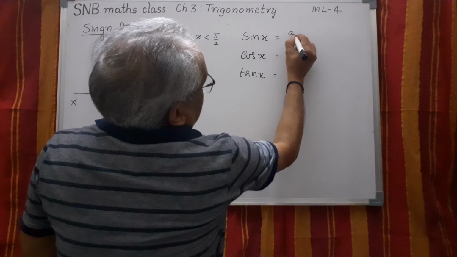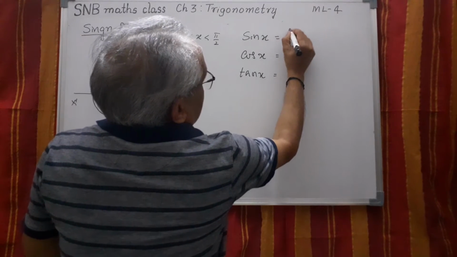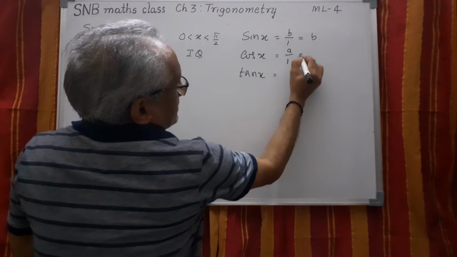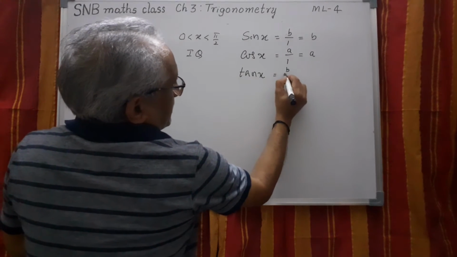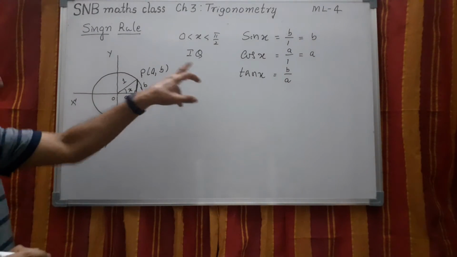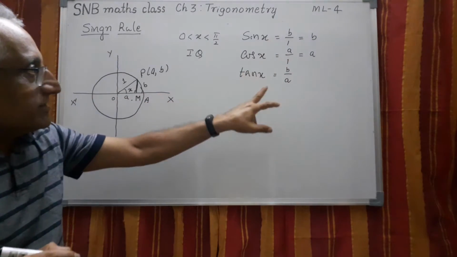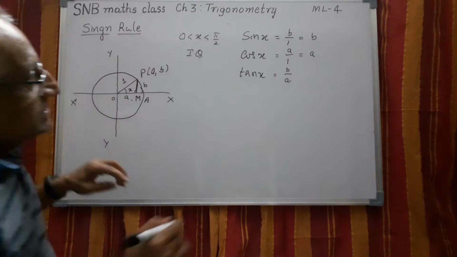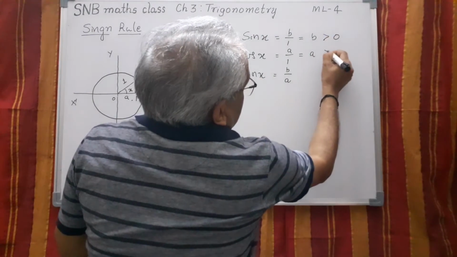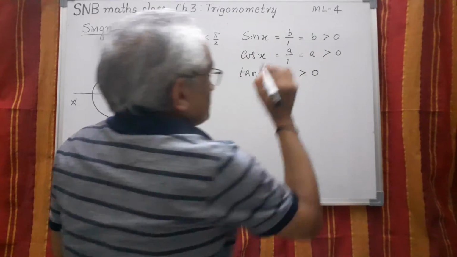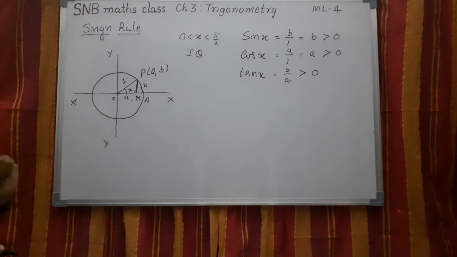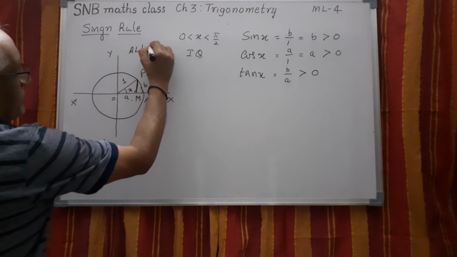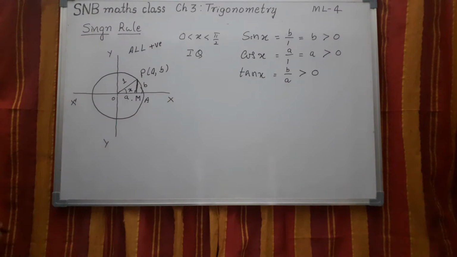Now, sin x equal to B by 1 by definition, which is B. Similarly, cos x is A by 1, this is A. Tan x is B by A. So, by definition, opposite by hypotenuse, adjacent by hypotenuse, and opposite by adjacent. Now, since A is positive, B is positive, this is positive. This is also positive. This is also positive. Therefore, what is the conclusion? All ratios are positive. I will just write here all positive. So, this is the first thing.